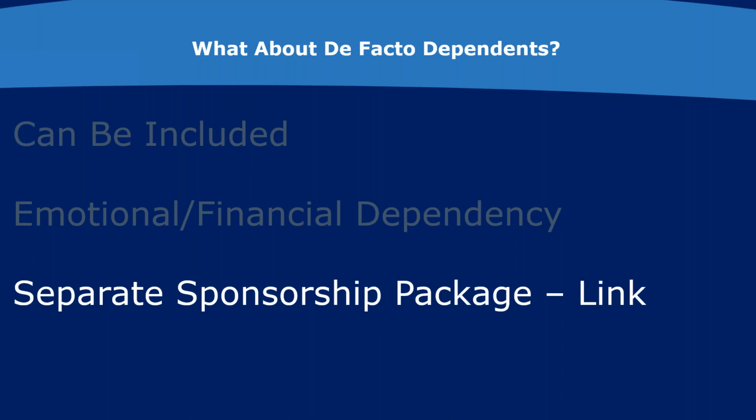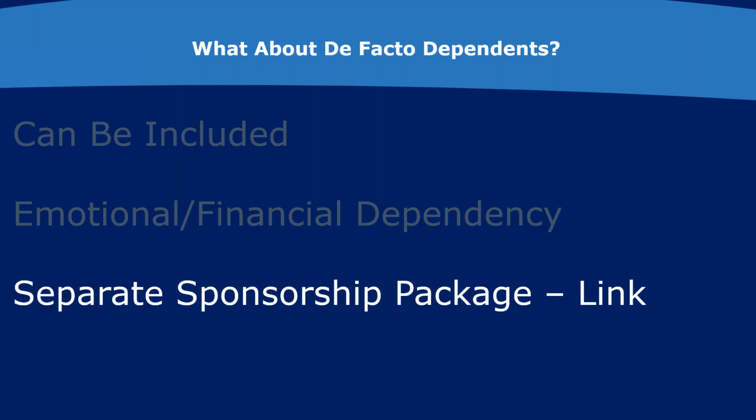So all of the forms need to be completed separately for them, and they also need to have their own refugee status documents. They cannot rely on the refugee status of the principal applicant like a regular dependent would if they're being sponsored by a group of 5 or a community sponsor. You would link the 2 application packages together, and then you would identify the de facto dependent in a cover letter that's included with both applications. So you would include a cover letter with both applications, identifying the de facto dependent and explaining the emotional and/or financial dependency between the 2 parties.